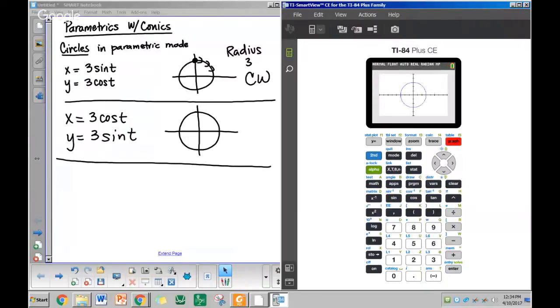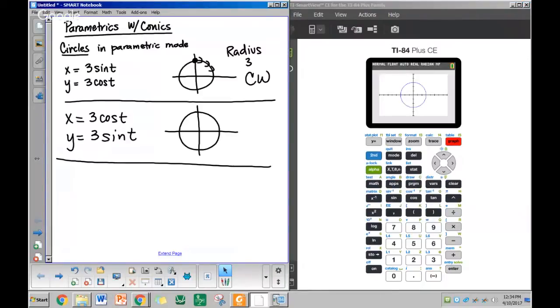Ooh, where did it start? On the x-axis, sure. So it started here and then rotated how? Counterclockwise. So here it started at 0, 3, and here it started at 3, 0, but this one went counterclockwise. Interesting, right?